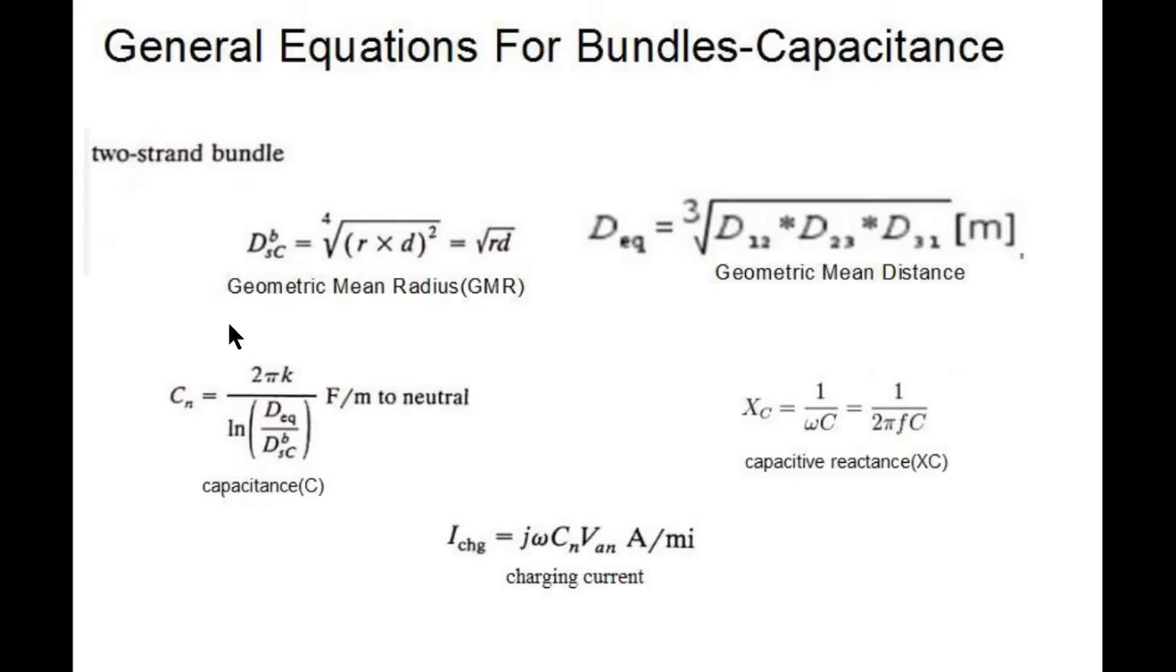Since we're dealing with a two-strand bundled conductor, first we want to take into account the geometric mean radius given by this equation, and the geometric mean distance, which is composed of the distances between the sets of conductors to that root. Here we have the capacitance of the line to neutral, as well as the reactance, which is given in phasor form. We also want to take into account the charging current.